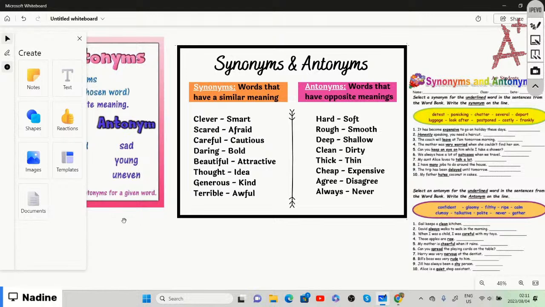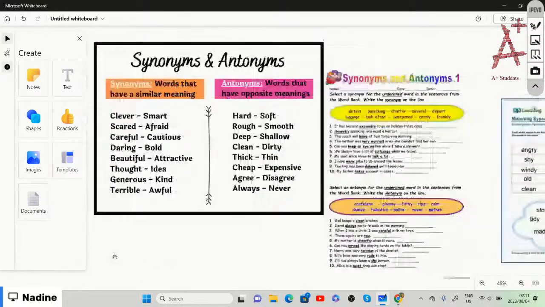So that is but a few synonyms as well as antonyms. Once again, synonyms are words that have similar meaning or the same meaning or almost the same meaning. And then antonyms are words that have opposite meanings. It means the opposite of what the word is.